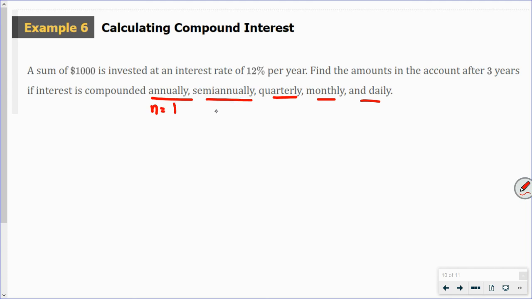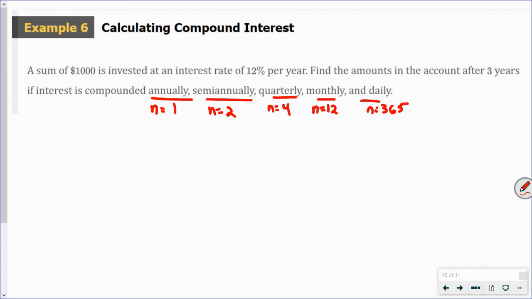Semi-annually happens twice. So you're going to compound in like month 1 and month 6, or just 6 months apart. It doesn't matter really when it happens. So N is going to be 2. Quarterly would be 4 times a year, so N is 4. Monthly, there are 12 months in a year, so that'd be 12. And daily would be 365 unless it's a leap year.